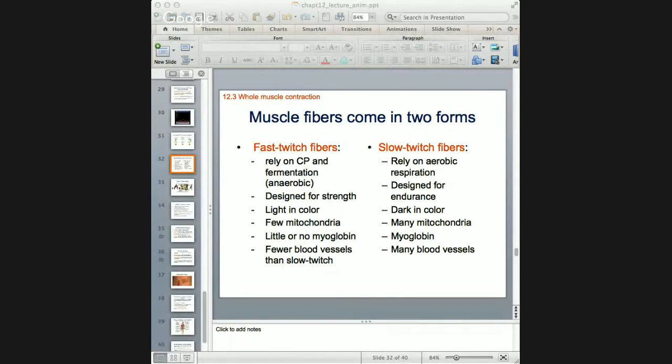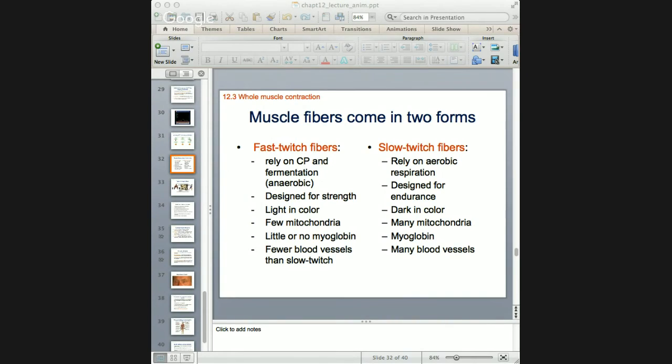Spasms, any sudden involuntary muscle contraction. And these could be quite painful. Seizures, multiple spasms of the skeletal muscle. Cramps, strong, painful spasms, often in the leg and foot.